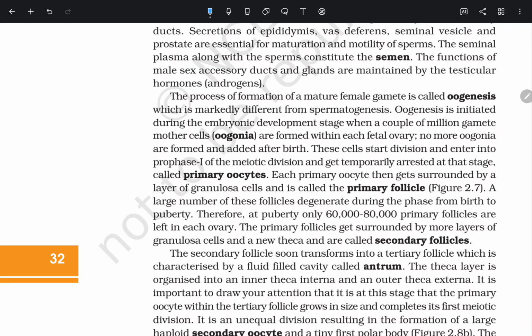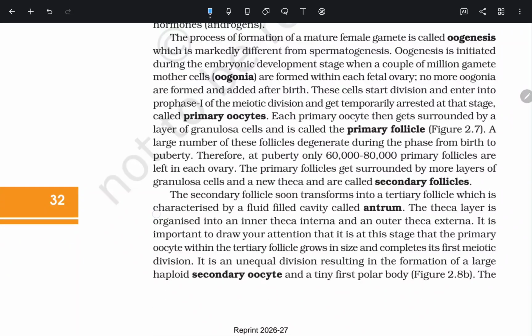These cells start division and enter into prophase one of the meiotic division and get a temporary arrest at the stage called primary oocytes. Each primary oocyte then gets surrounded by a layer of granulosa cells and is called the primary follicle. A large number of these follicles degenerate during the phase from birth to puberty. Therefore, at puberty, only 60,000 to 80,000 primary follicles are left in each ovary.